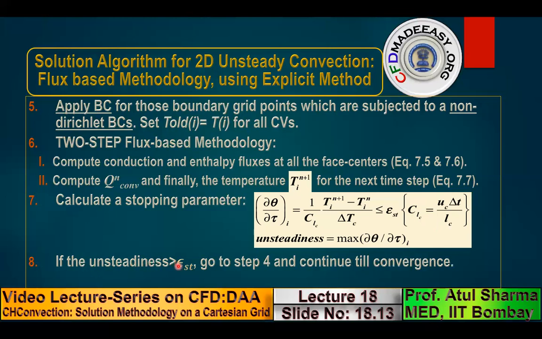If the unsteadiness is greater than epsilon, then you have to go back to step 4. Here it should be 5, which corresponds to this step. So this should be 5. If it has not converged, meaning it has not reached a steady state, this is the condition to check for steady state, where epsilon is practically 0. So if you have a non-zero unsteadiness, then you have to go back to step 5 and continue till this condition is obeyed.